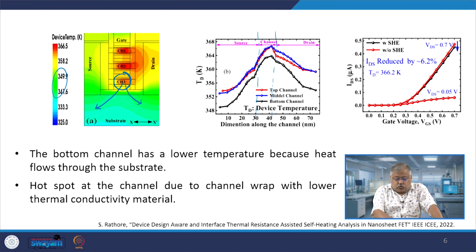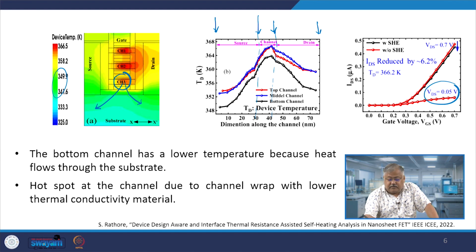Then if you go towards the source and drain region, you see the temperature again starts to fall as you move towards the metal contact, and that is obvious. There will therefore be a temperature gradient between the drain edge of the channel and the metal contact which is kept here. Similarly, there will be a temperature gradient between the metal contact and the source end of the channel. Let us see the last figure which plots drain current with respect to gate voltage, and the black one is with self heating and the red one is without self heating, and you will see that this is for VDS equal to 0.5, this is for 0.7.